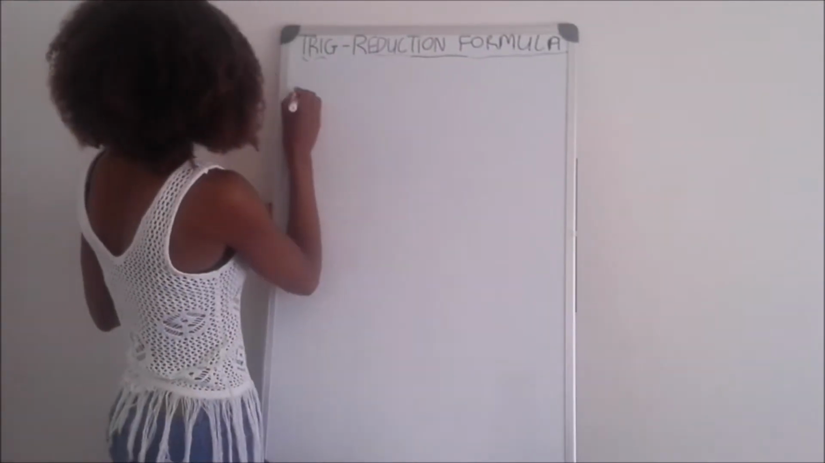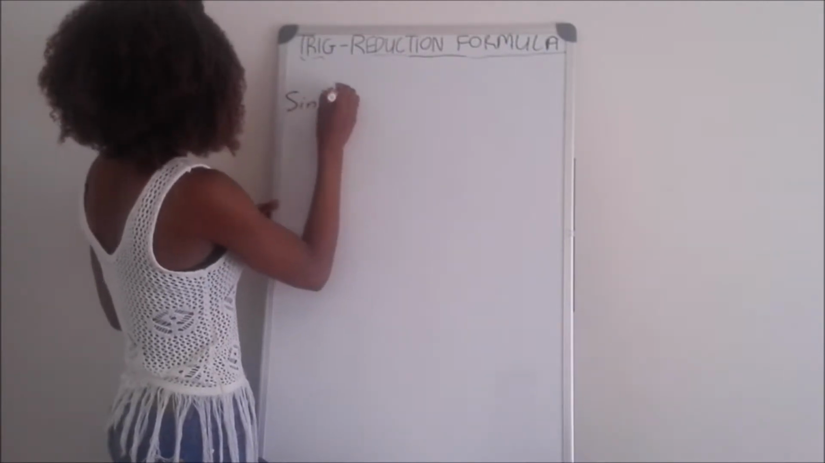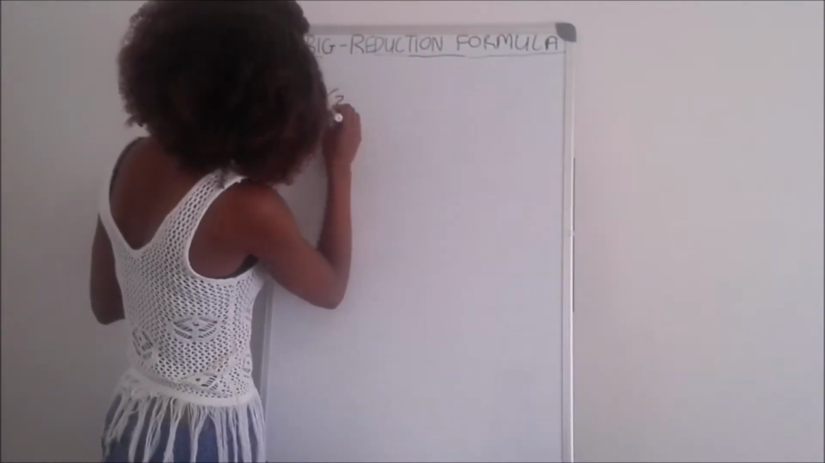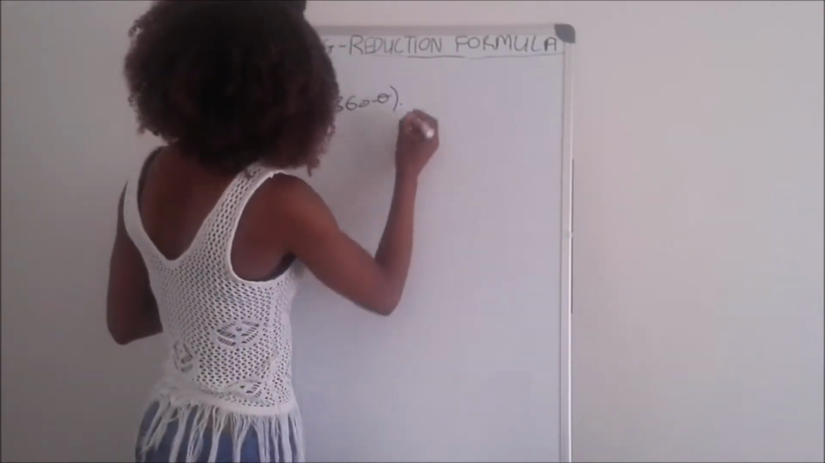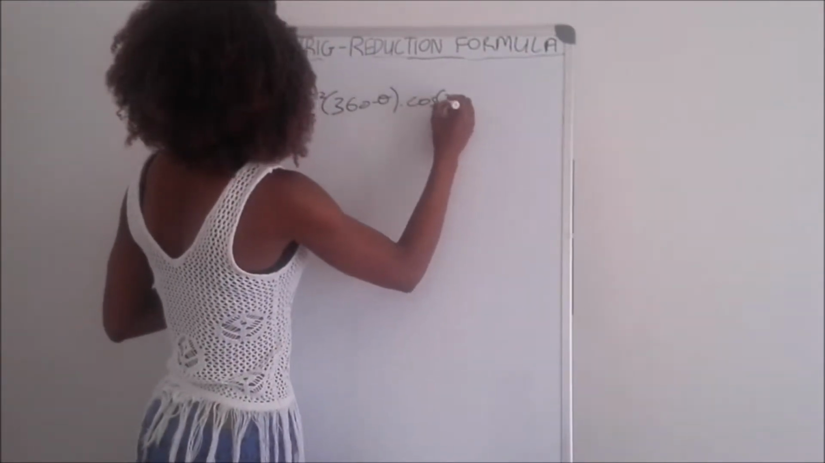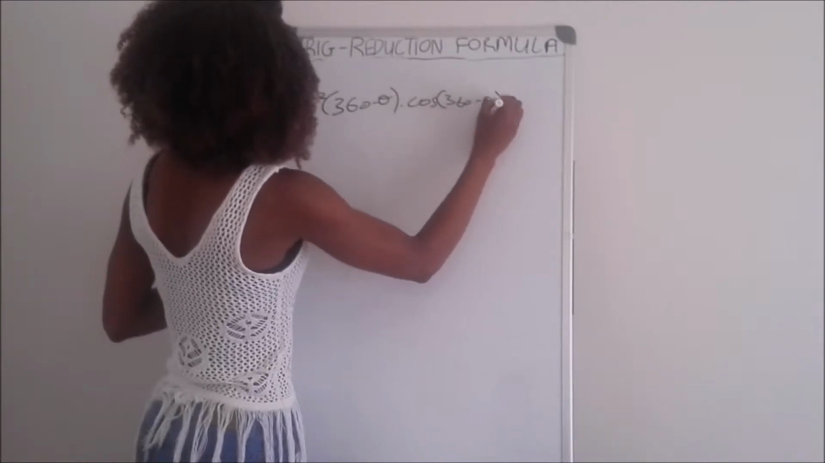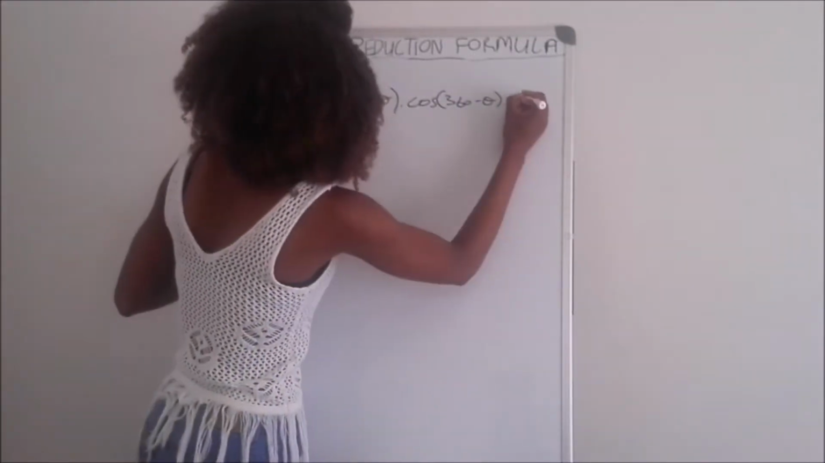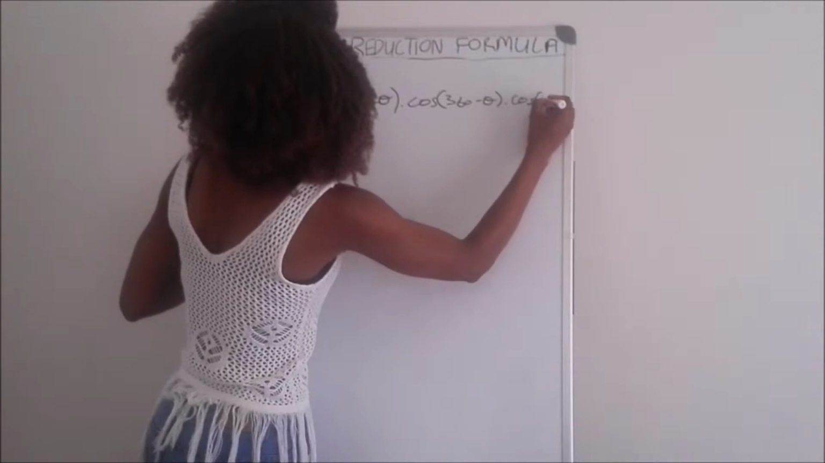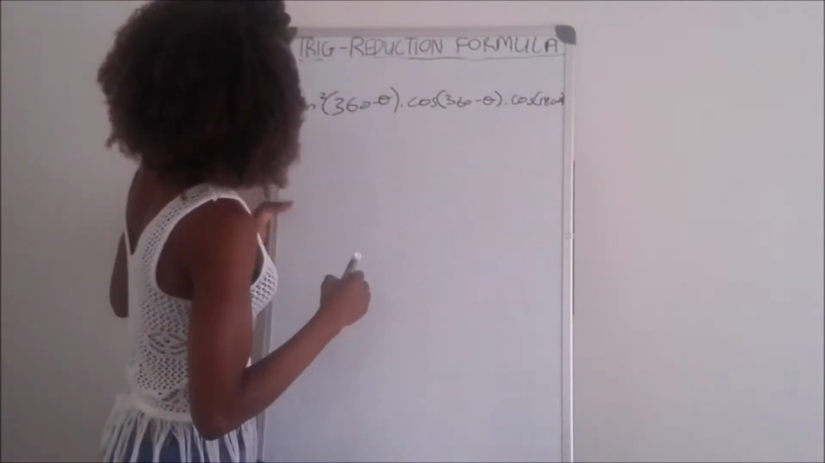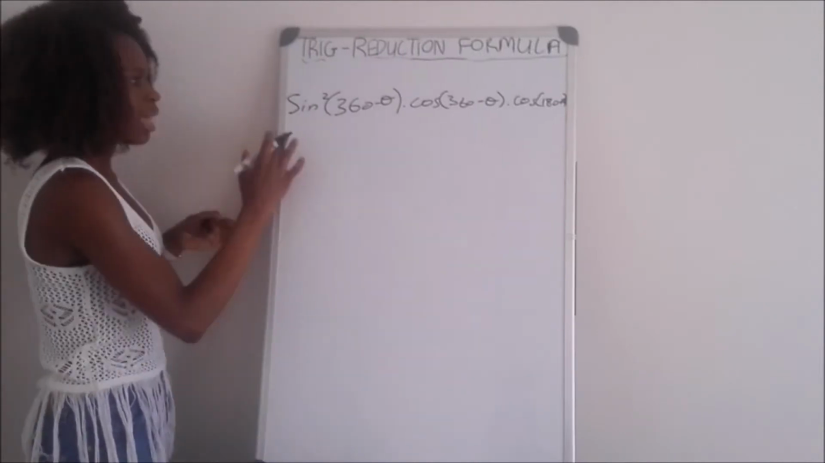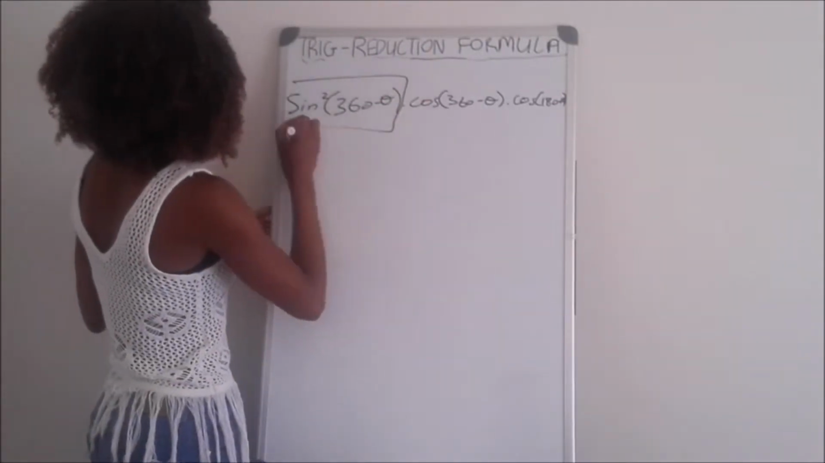All right, starting again, this is sin squared(360 − θ) multiplied by cos(180 + θ). That's θ there, guys. All right, from here, the first one is this one, which is sin squared.